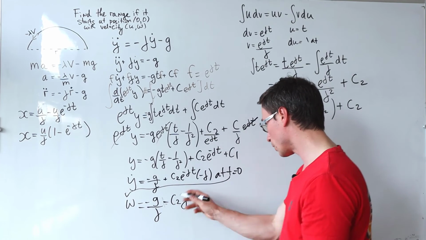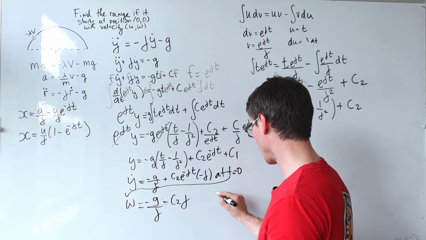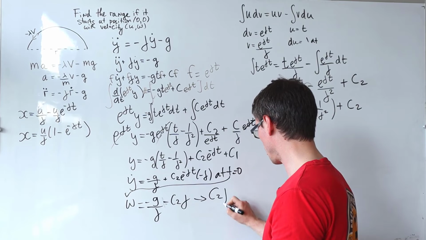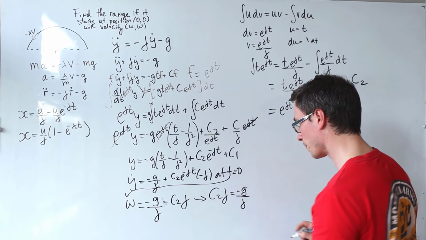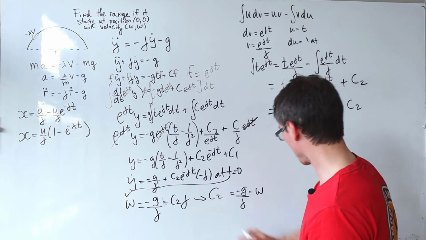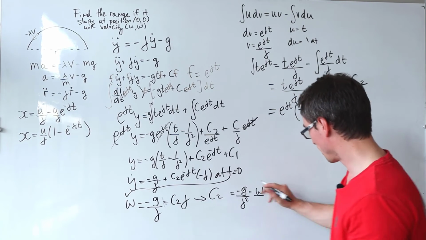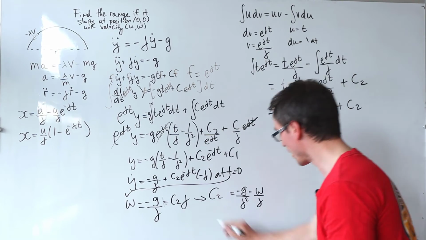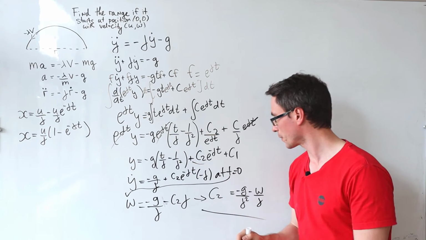So, okay, that's not looking too bad so far. I can directly rearrange for C2. I'm just going to do that here. C2 gamma will be minus g over gamma, and then minus w. Let's get rid of this factor of gamma. So what we have is minus g over gamma squared, take away w, divided by gamma. And this here is the constant. So now we know what this constant is.